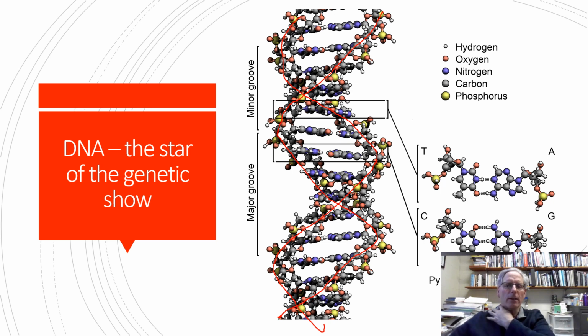The sugar is a 5-carbon sugar called 2-deoxyribose. The phosphate is charged. The sugar is very, very water soluble. So this backbone really likes the water. Inside this double helix structure are the nitrogenous bases, and there are 4 of them. T, which stands for thymine, A, which stands for adenine, G, which stands for guanine, and C, which stands for cytosine.